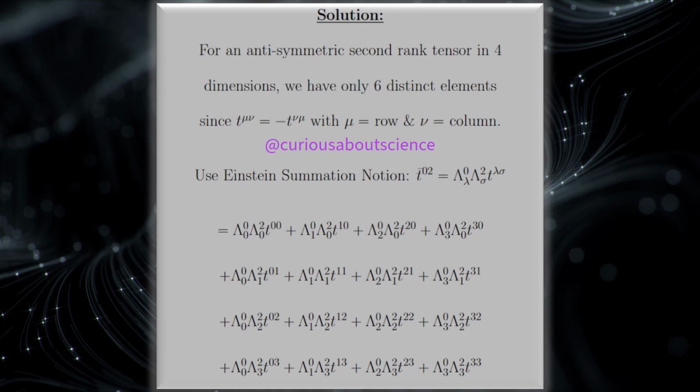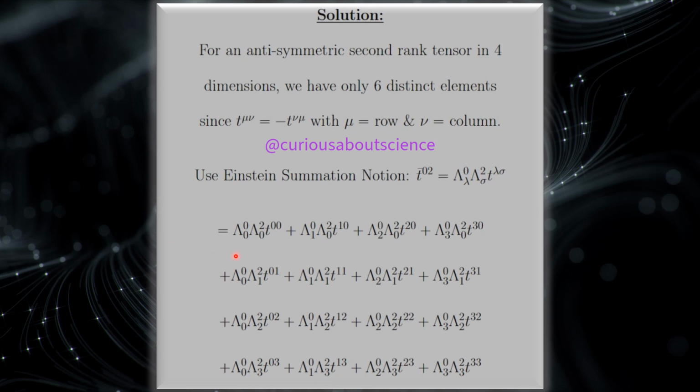All right, so to start, let's go back to the definitions of what we know for symmetric and antisymmetric second-rank tensors. Here, for an antisymmetric second-rank tensor in 4 dimensions, we only have 6 distinct elements, since we know that T mu nu is equal to negative T nu mu, with mu being the row and nu being the column. So using the Einstein summation notation, the one we have to figure out is T bar of 0, 2, which is in the 0th row and the second column. To do this, we transform over lambda 0 subscript lambda, lambda 2 subscript sigma, T of lambda sigma. That being said, let's just write out everything that we know.